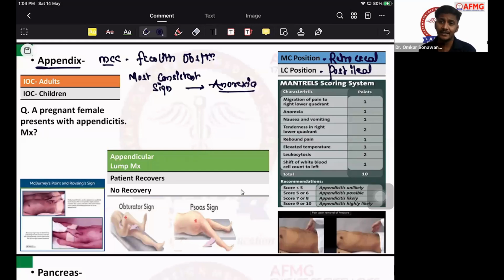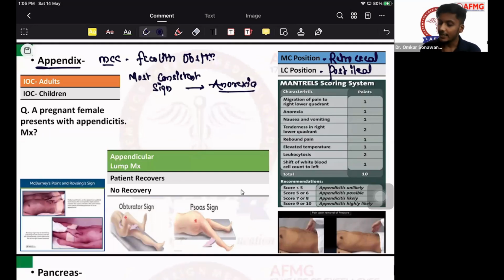All other features are definitely seen, like fever and pain in the right iliac fossa, and this pain in the right iliac fossa will also radiate to the umbilicus. It is due to the same dermatome, the same nerve innervation. Which is the nerve innervation? Anybody? The segment which innervates the appendix as well as the umbilicus, and therefore we see referred pain from the appendix to the umbilicus. Which nerve segment? So please remember, it is T10. It is the T10 nerve segment.